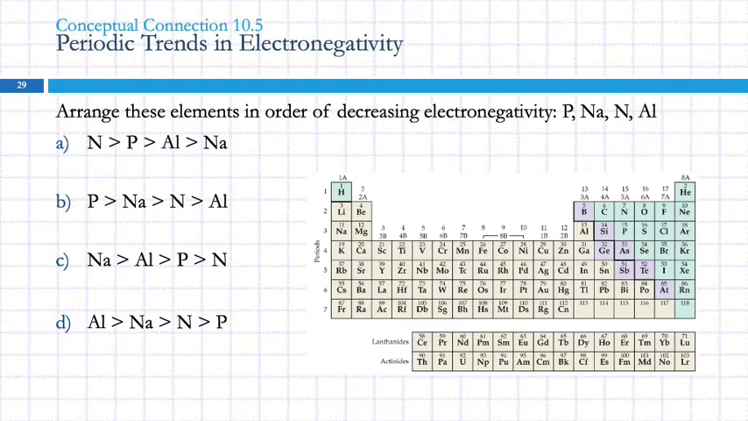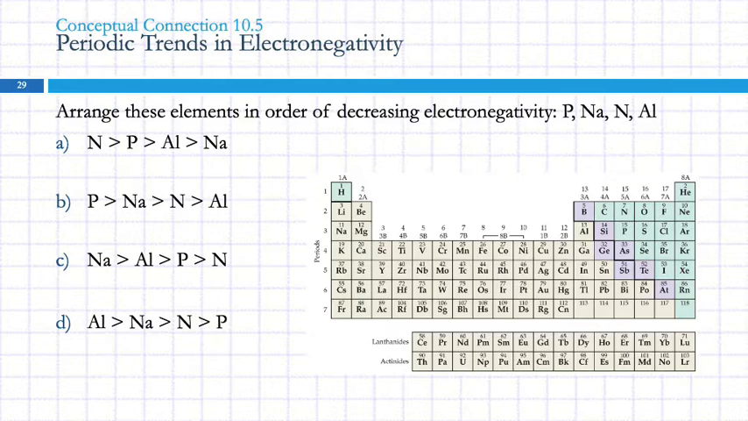So this is the kind of question that could show up on an exam. Arrange these elements in order of decreasing electronegativity: phosphorus, sodium, nitrogen, and aluminum. And we're going to do this just based on trends in the periodic table, not by actually looking up their values. The values are useful sometimes, but what's more useful is just being able to identify between two different elements which one is more electronegative.